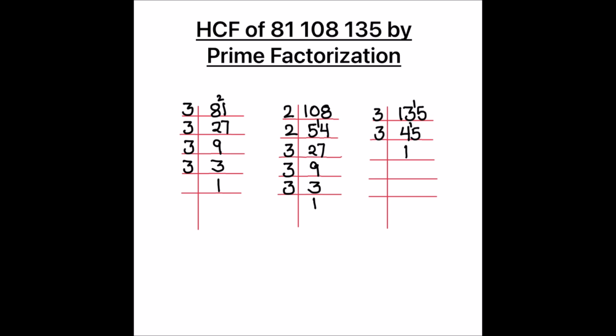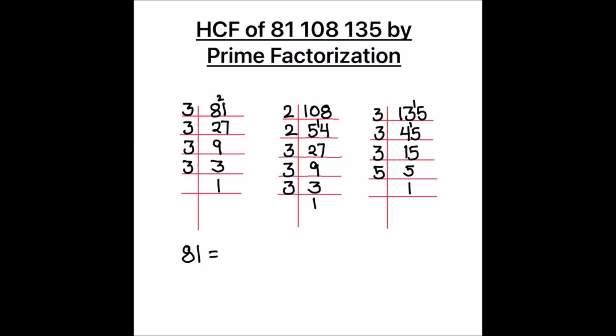1 is remainder. This becomes 15. 3 times 5 is 15. 3 times 5 is 15. And 5 times 1 is 5. So all the numbers are fully divided. Let's write the numbers as the product of their prime factors.